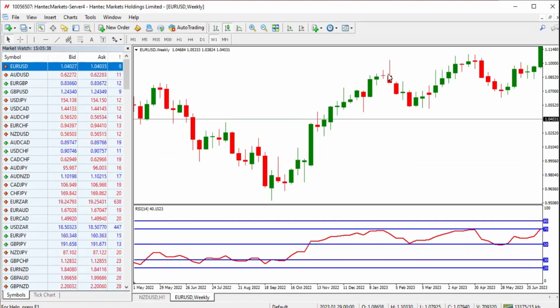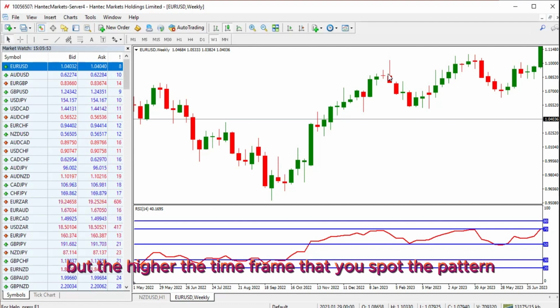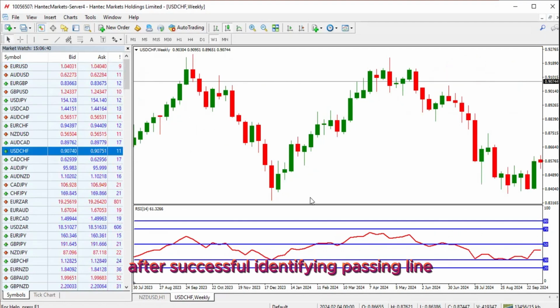This piercing line candlestick pattern is a pattern that you can trade on all time frames. But the higher the time frame on which you spot the pattern, the stronger the reliability. And you can also use this pattern to trade forex, stocks, and crypto. After successfully identifying the piercing line candlestick pattern, the next question is, how then do we take entry?